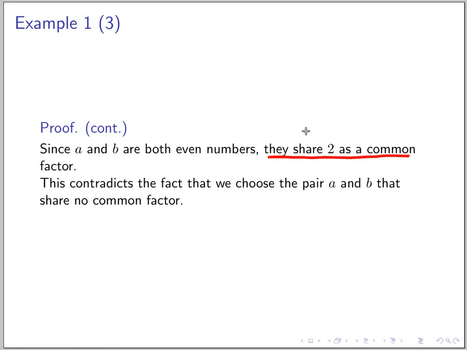We know that they share no common factors, but if the theorem is false, then they actually share a common factor. So this contradicts the fact that we chose a pair that shares no common factors, and therefore square root 2 must be irrational. So this is the proof.